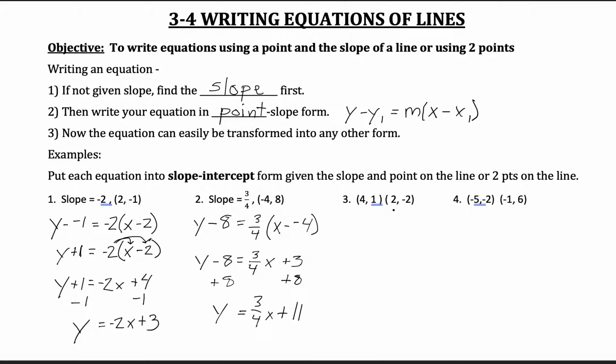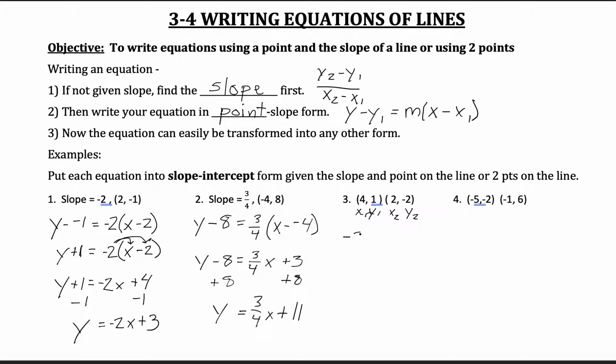The next example, we're given 2 points, so we don't have our slope. So if you look back up at the steps that we need to follow, if we don't have our slope, the first thing we need to do is find our slope. Remember, our slope formula is y2 minus y1 over x2 minus x1. So we want to plug in what we know. We have x1, y1, x2, y2. So we plug that into our formula.